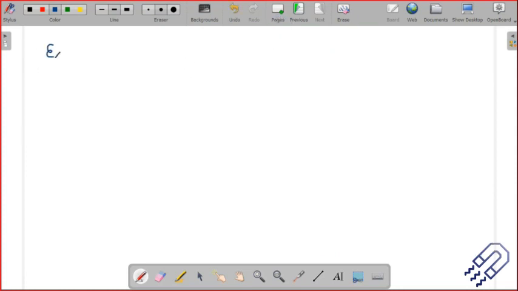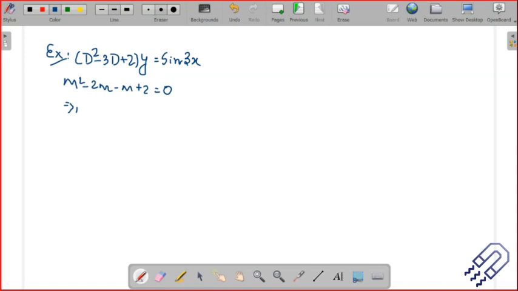I will do it on a clean slate, okay? I think this time we can do it better. D square minus 3D plus 2 into y is equal to sine 3x.